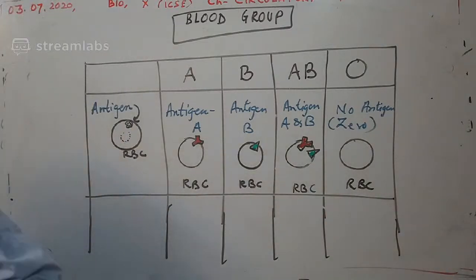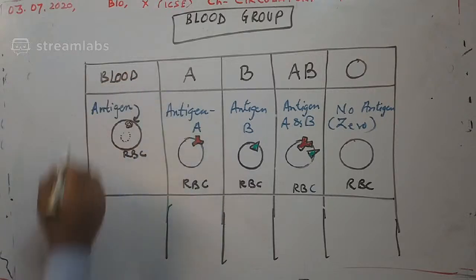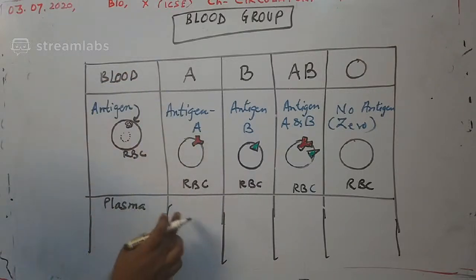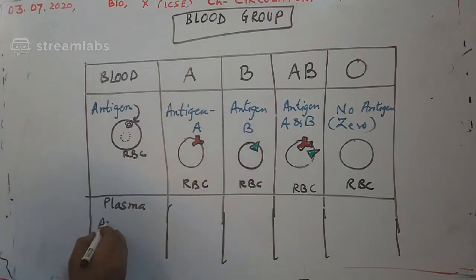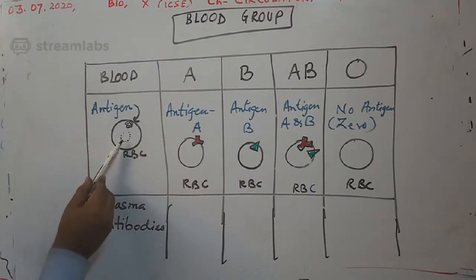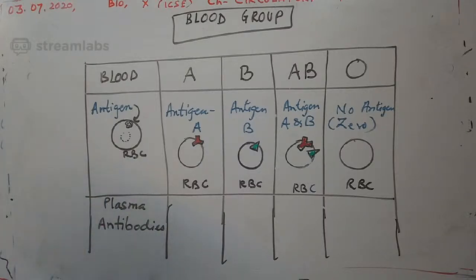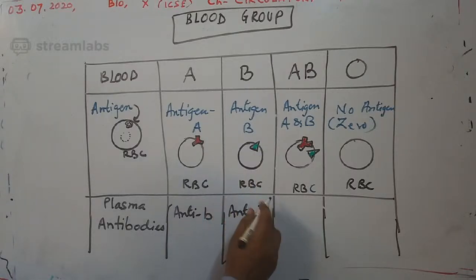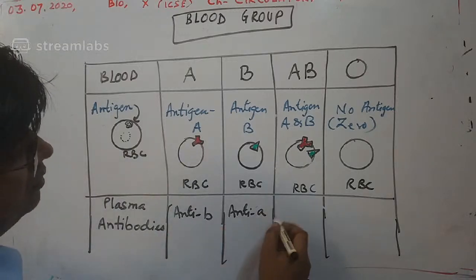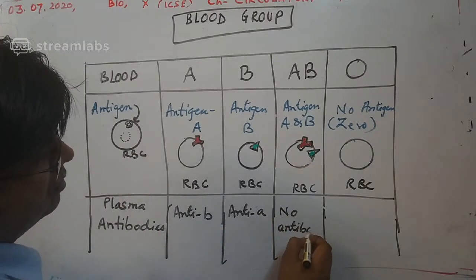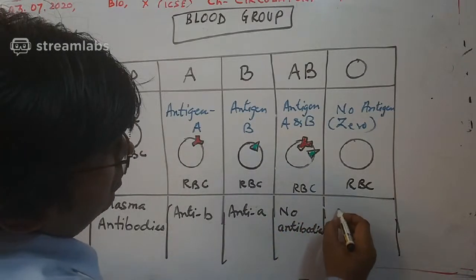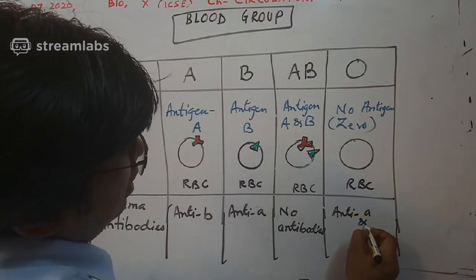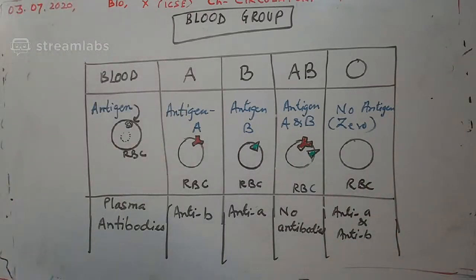So I'm talking about the blood part, in plasma, here I'm talking about antibodies. Antigens are present on RBC and antibodies are present in plasma of the blood. So blood group A has antibody B and blood group B has antibody A. We write small letters for understanding. And AB has no antibodies. And O has antibody A and antibody B, both present. This you should know, okay?